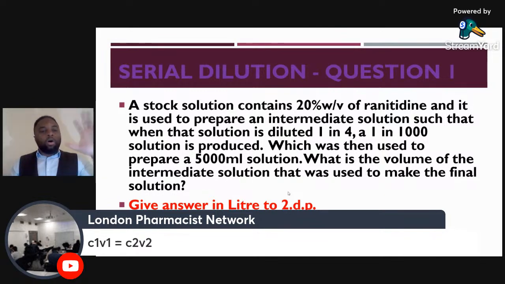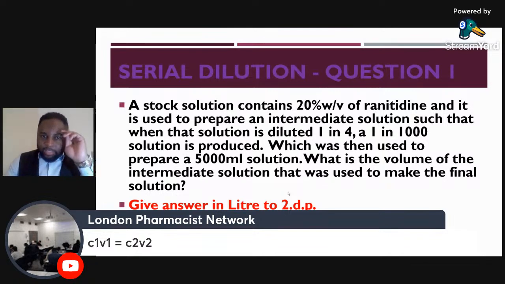Okay, so we'll call our C1V1 side the intermediate side, and we'll call our C2V2 side the final side, or the final concentration side or final solution side. So we have two sides, intermediate and final, because the last line says, what volume of intermediate do I need to make final?